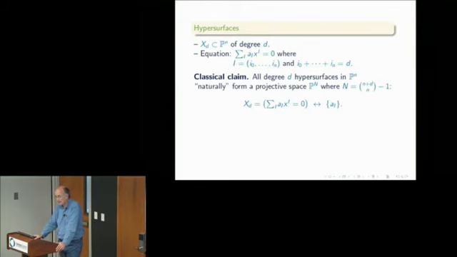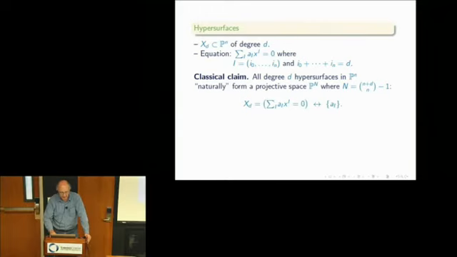So (n plus d choose d) is just the number of monomials of degree d in n plus 1 variables, if I haven't miscomputed. And the correspondence is that for the hypersurface you look at the coefficients of the monomials, and that gives me a point in projective space. Okay, so this is maybe the simplest case where some varying family of algebraic varieties is described by the points of some other algebraic variety.